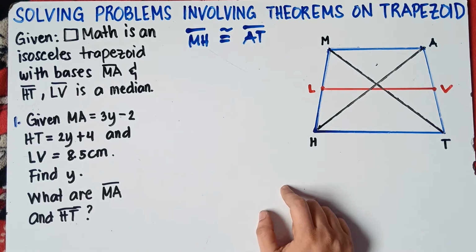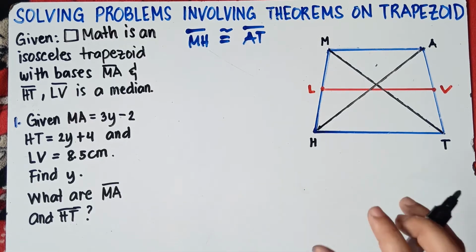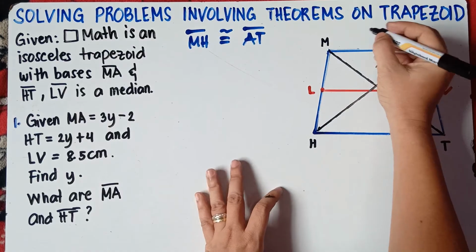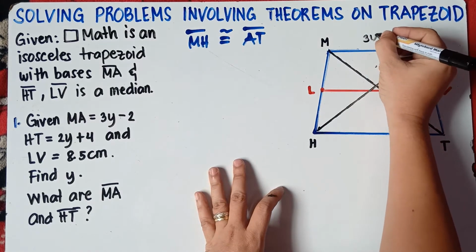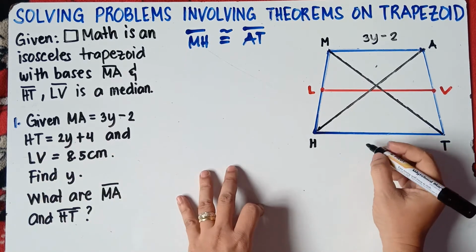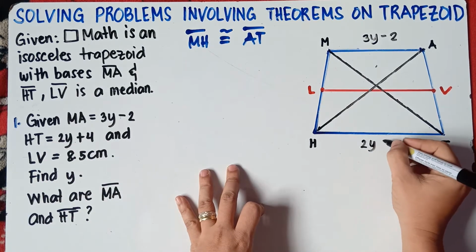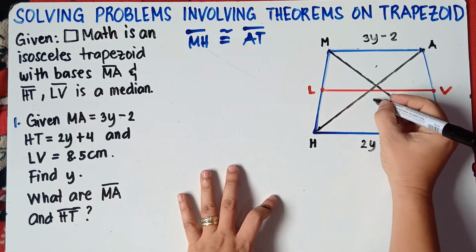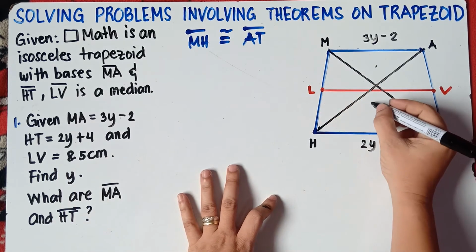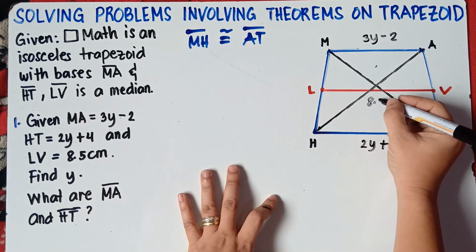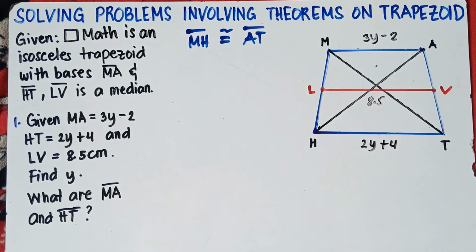Alright, let's do that. We have given MA, that is 3y minus 2. First thing, class, you need to label. So we have 3y minus 2 for MA, and for HT, that is 2y plus 4. And for LV, the median, that is 8.5. I will just ignore the units, centimeter, and write the number 8.5 for LV.